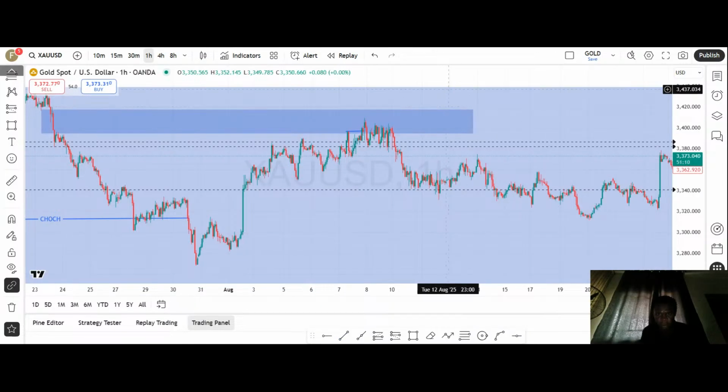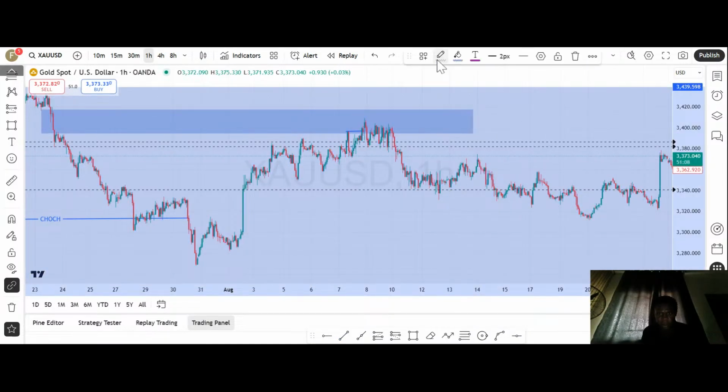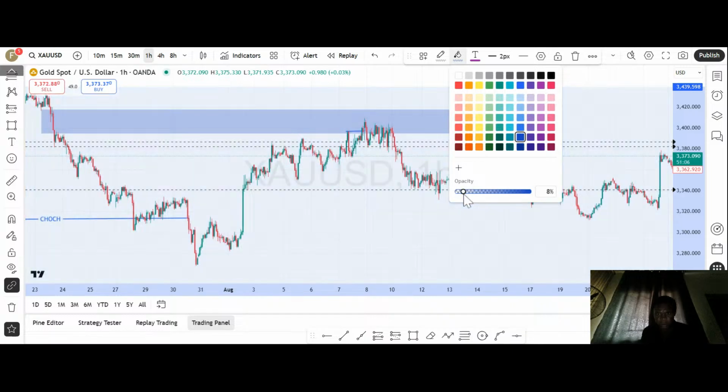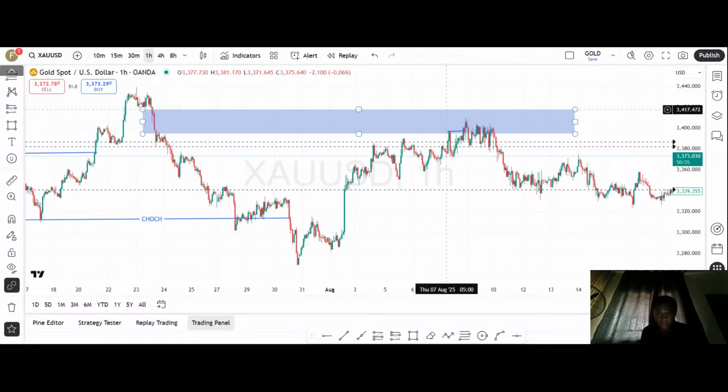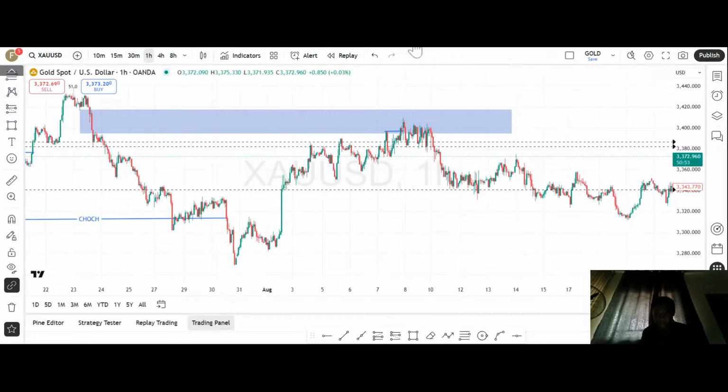Let me make this light a little bit. So after this fair value gap has been completed, the market broke structure. Hope you guys can see my screen.